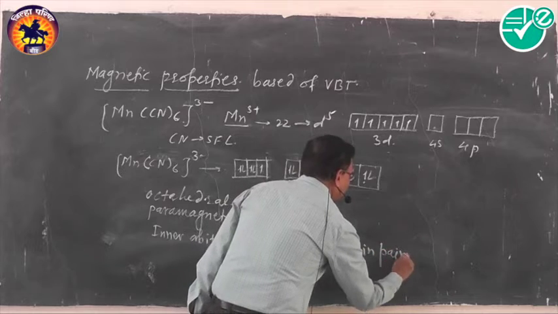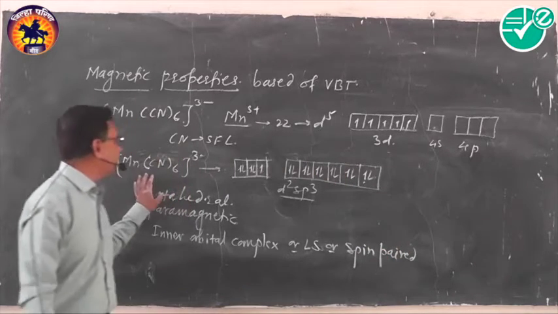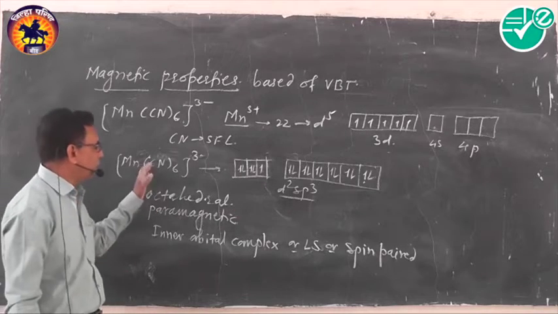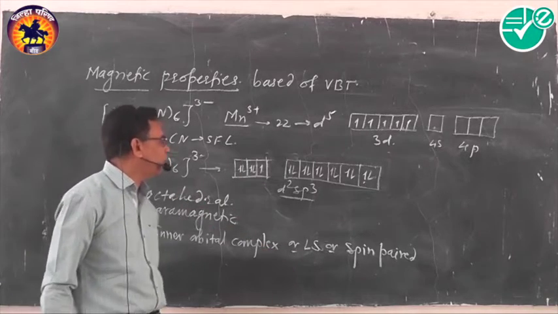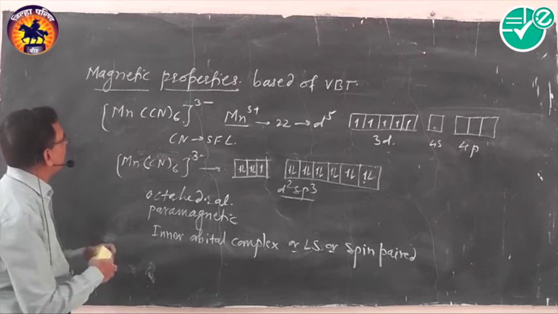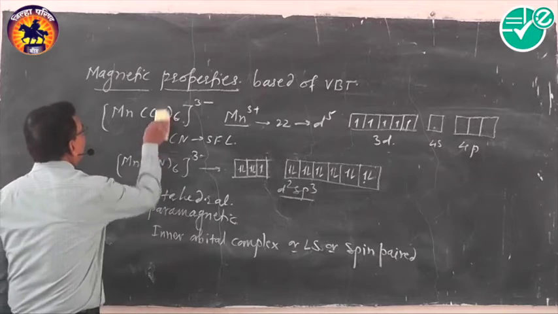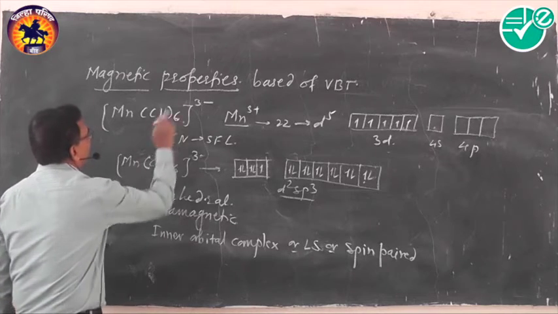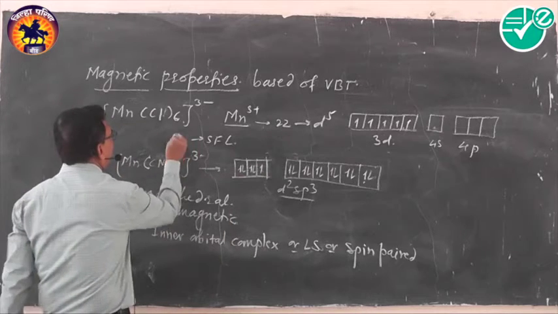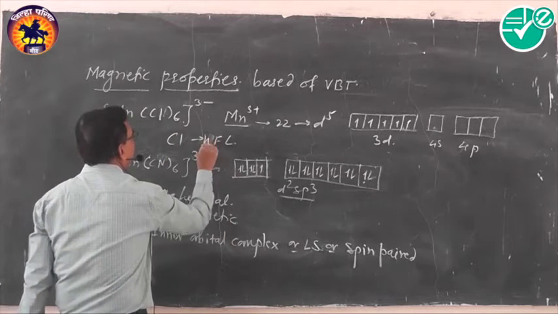So this complex is paramagnetic with respect to one unpaired electron, and such a complex is a low spin complex. Now, in the case of the same metal ion, if we take MnCl6 minus, the electronic configuration is the same, but Cl is a weak field ligand.